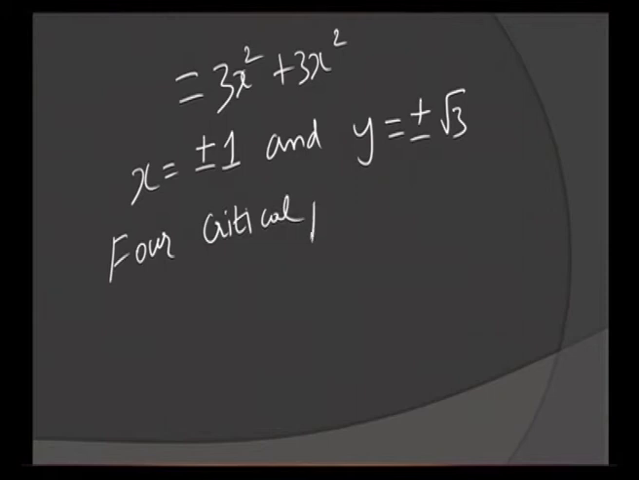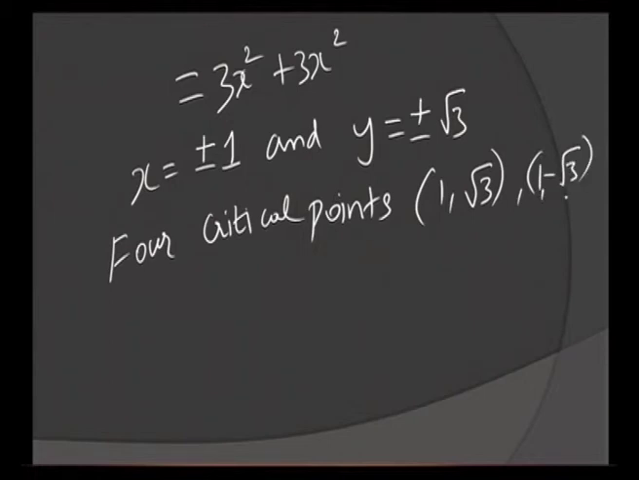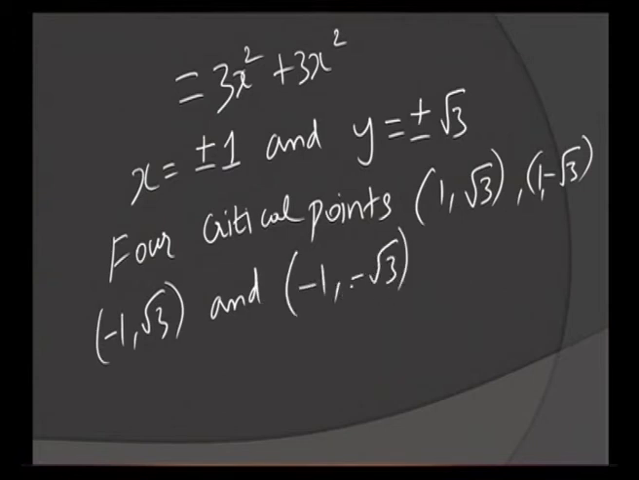So the 4 critical points are 1 comma root 3, and 1 comma minus root 3. These are the first 2 critical points. Then the next 2 are minus 1 comma root 3 and minus 1 comma minus root 3. These are the 4 critical points.